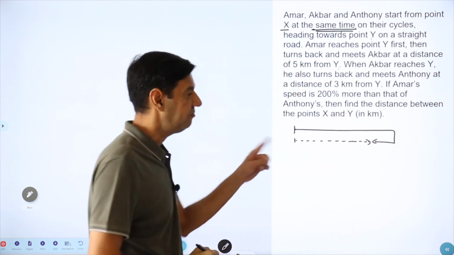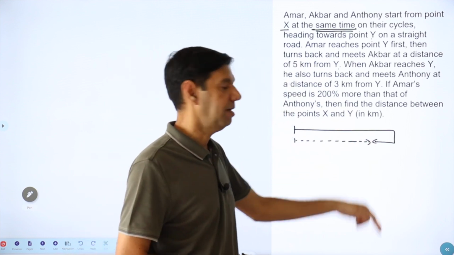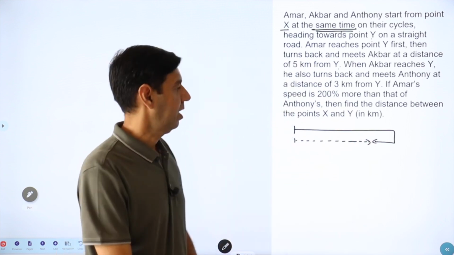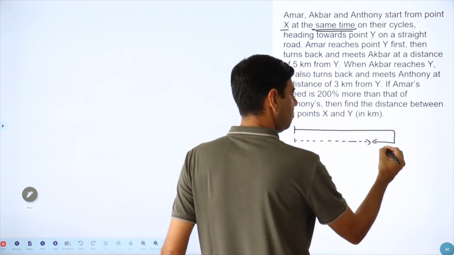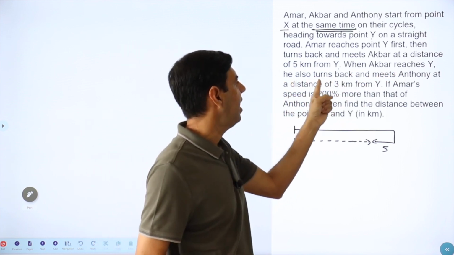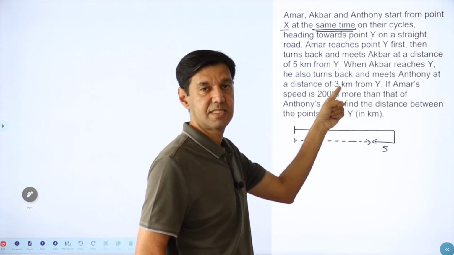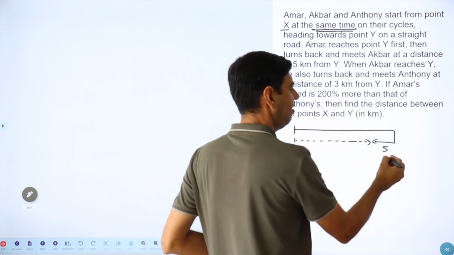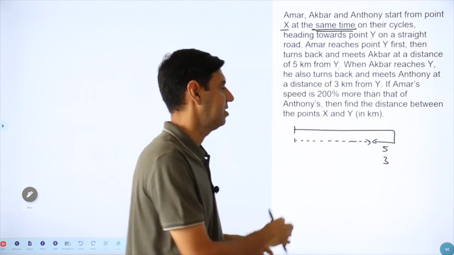Right? So the sum of distance, so if I want to add them up, is going to become 2x. Right? And this we know is 5 from the other end. Similarly, when Akbar reaches Y, he turns back, meets Anthony at distance of 3 kilometers from Y. So you'll have similar situation, but this time the distance will be 3.